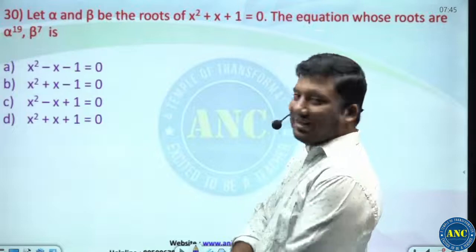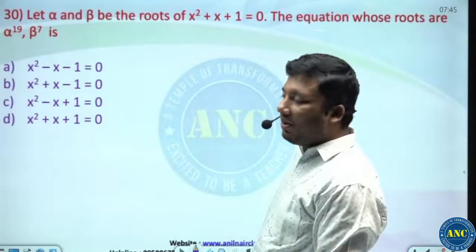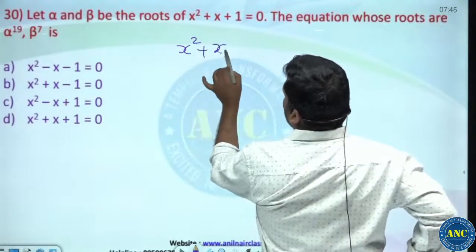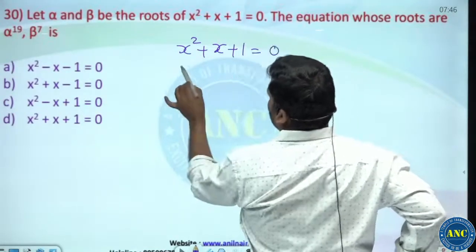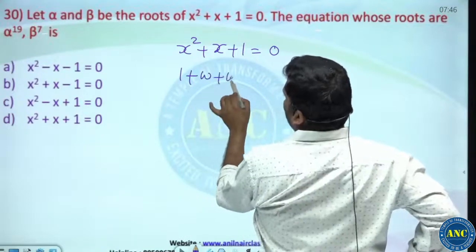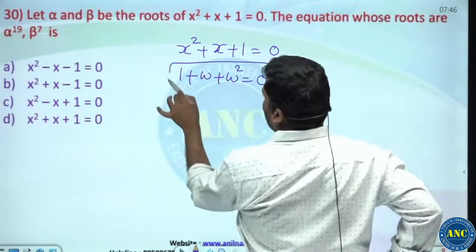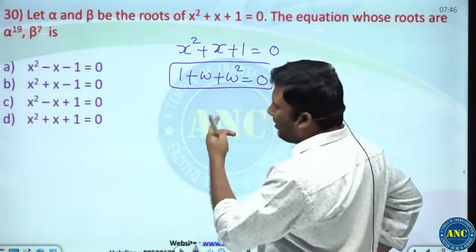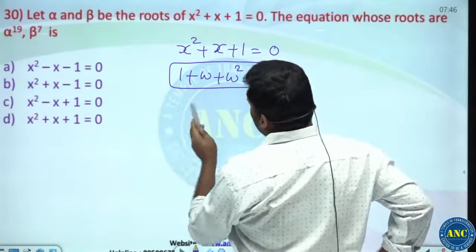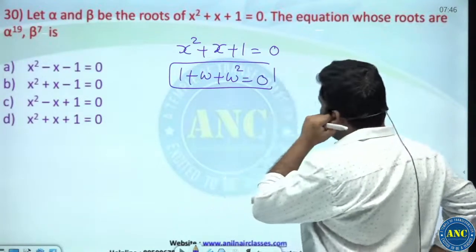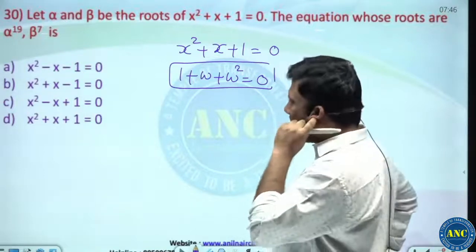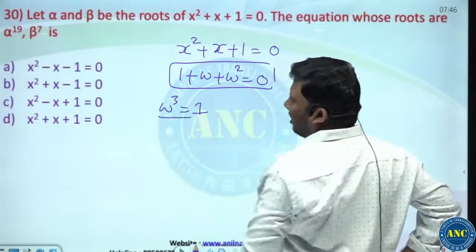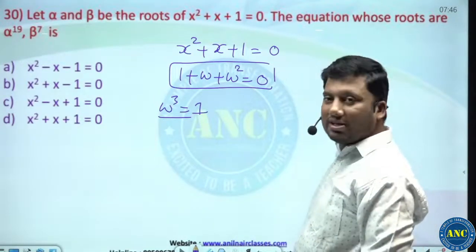Now the 30th question. Let alpha and beta be the roots of the equation. As soon as I saw this equation, x square plus x plus 1 equivalent to 0, it is of the form 1 plus omega plus omega square equivalent to 0, where omega cube is equivalent to 1. I hope the idea is clear, right?